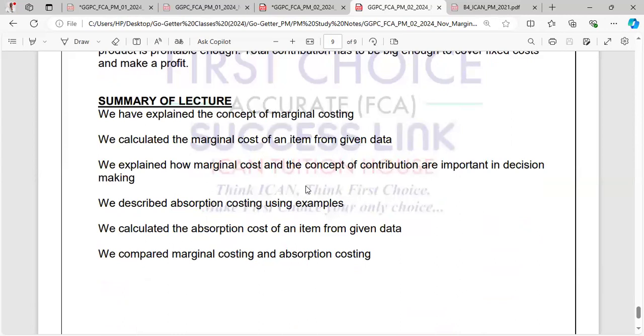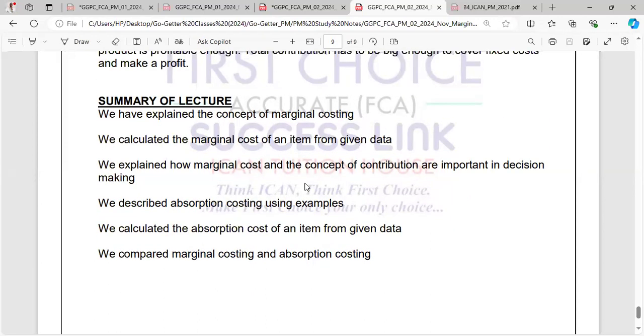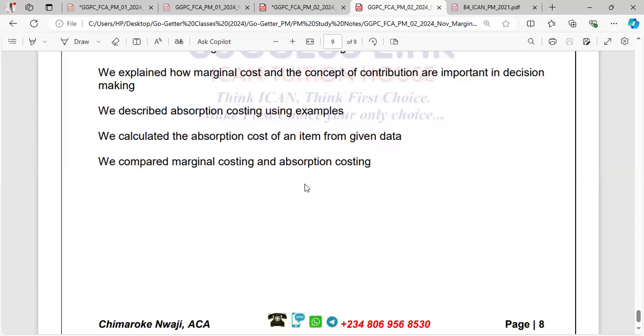Summary of today's lecture: we have learned the concept of marginal costing. We've calculated marginal cost of an item from a given data. We have seen how marginal costs and the concept of contribution are important in decision making. We have also described absorption costing using some examples. We calculated absorption cost of an item from a given data, and compared marginal costing and absorption costing together. We saw their opening and closing stock. And I said again, I'm going to resolve that question and send it to you because the solution is not in this lecture. So far, so good.